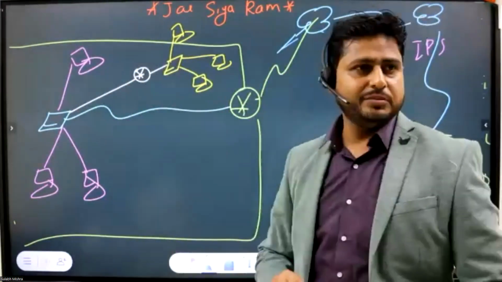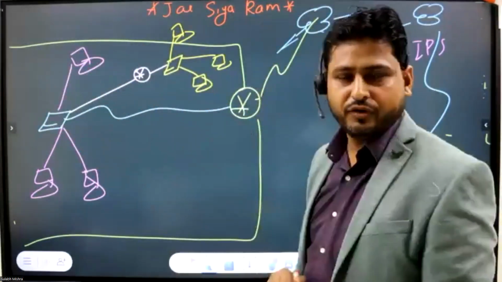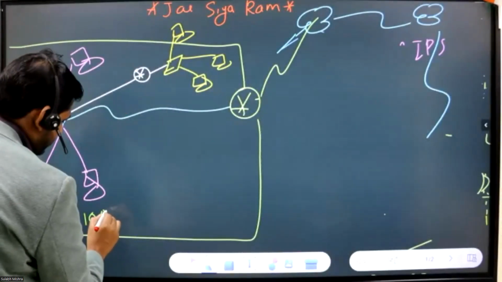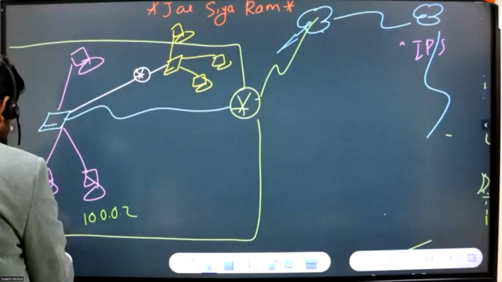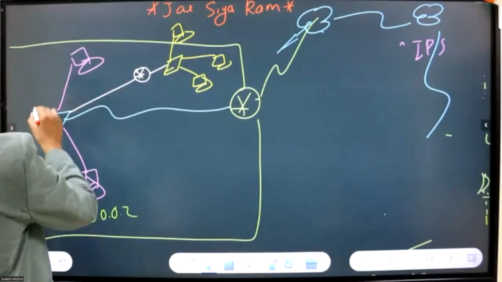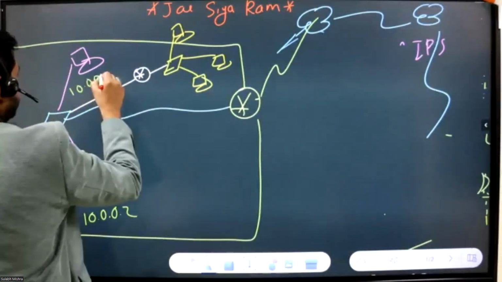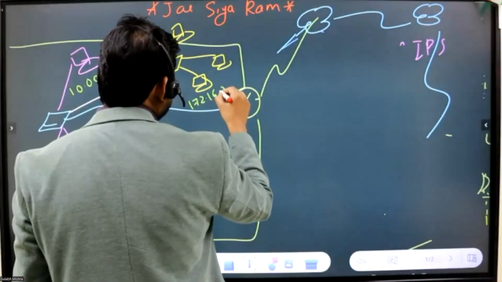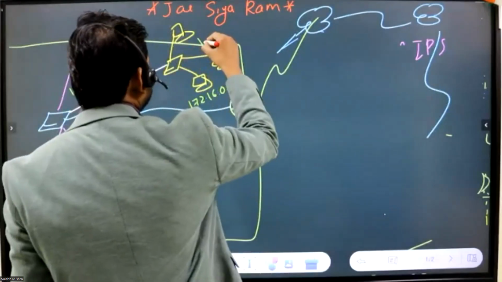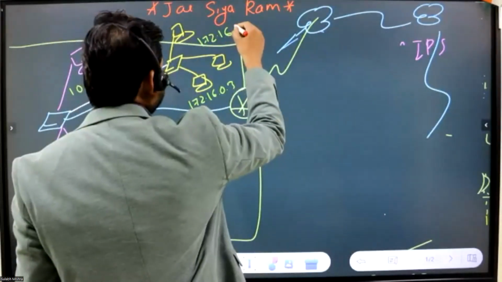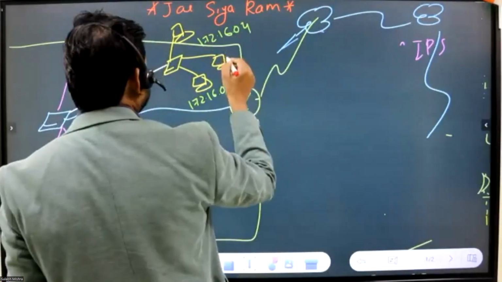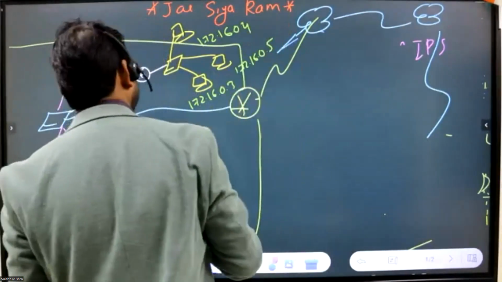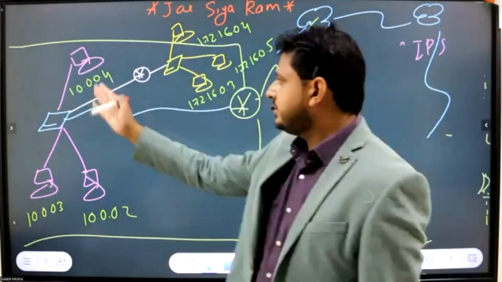I'm just drawing a small, simple architecture where you have 3 computers here, 3 computers here. For example, this computer has one IP address 10.0.0.2, 10.0.0.3, or 172.16.0.3, 172. Right, you can see this architecture where you can see 3 computers.